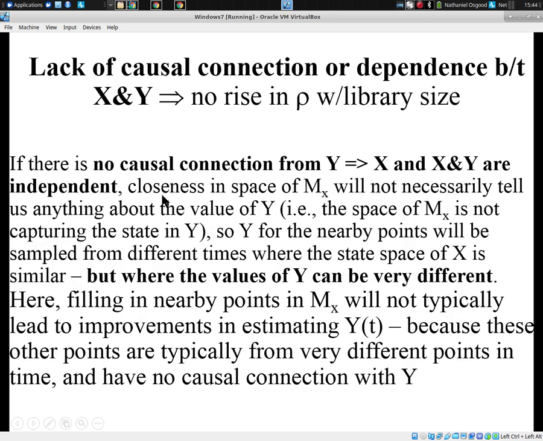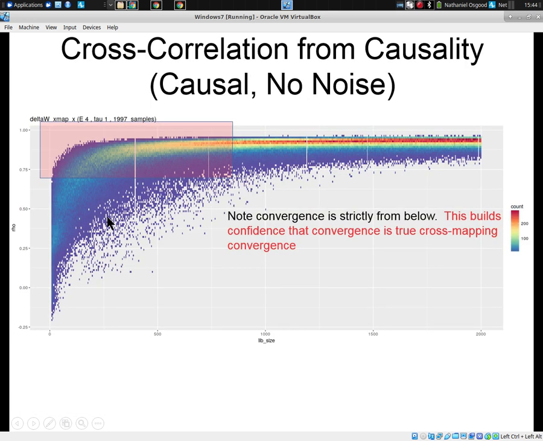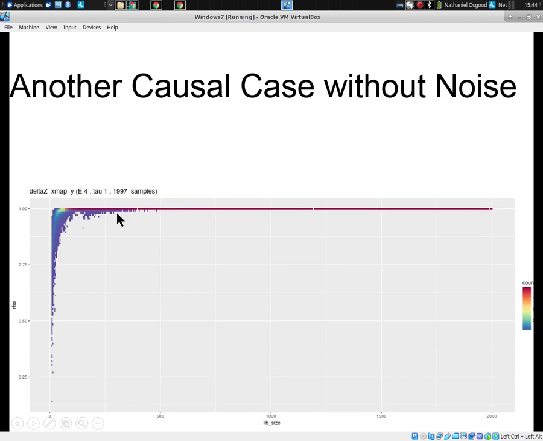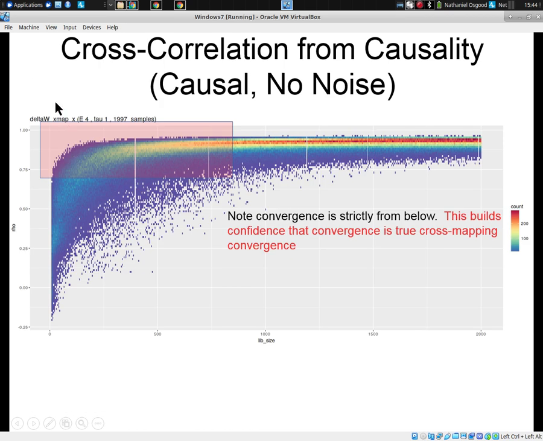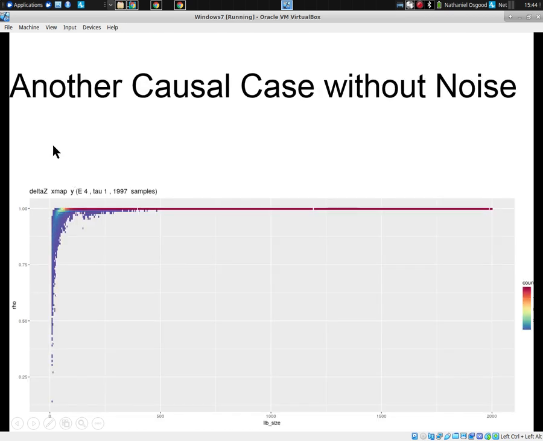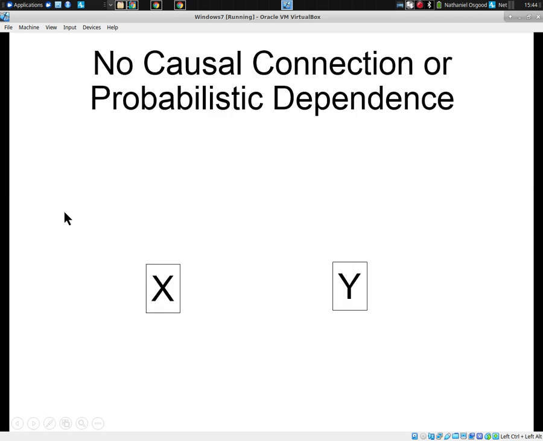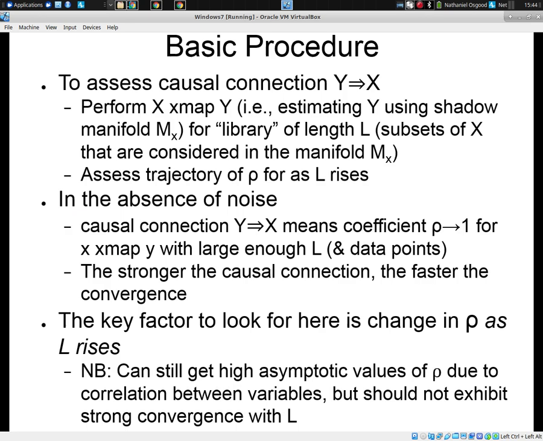So consider, for example, this versus this. This says very strong, very weak causal connection compared to this. It's the idea that this is a faster convergence because of a stronger causal connection. And I believe that's the case there. So the key factor to look at is how does rho change as L rises, the library size, if we're considering closer and closer points.